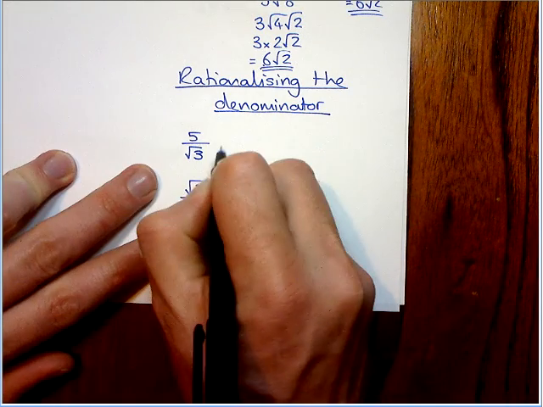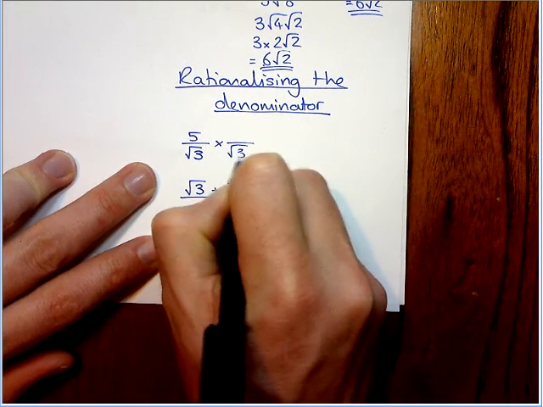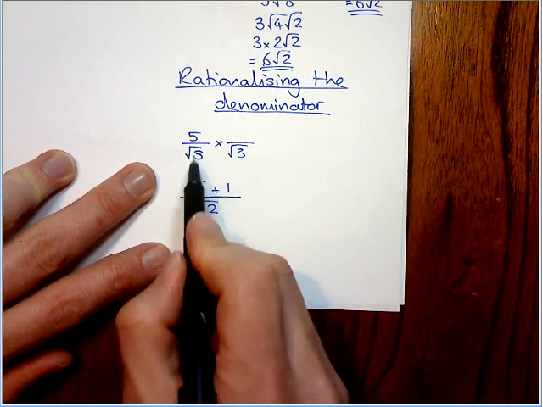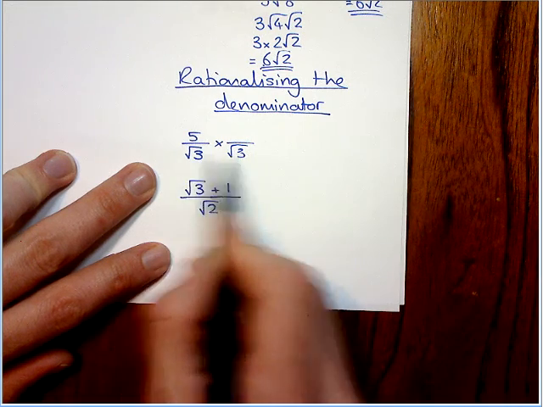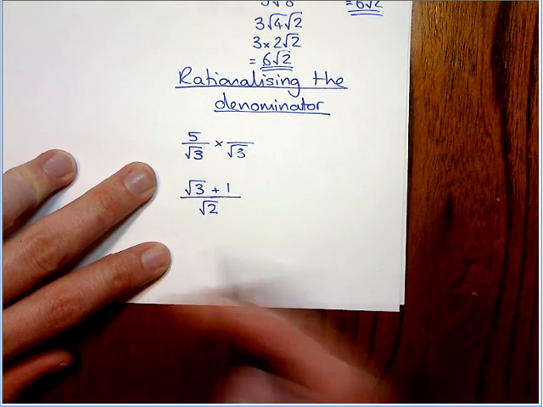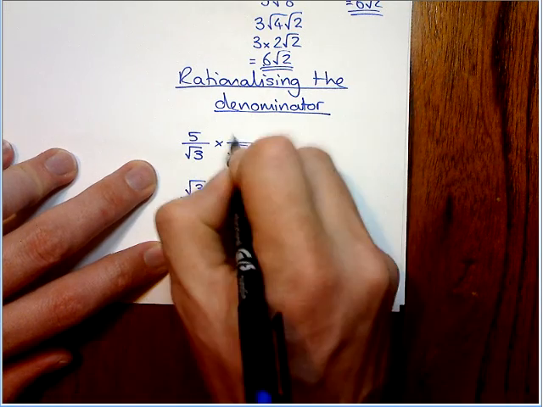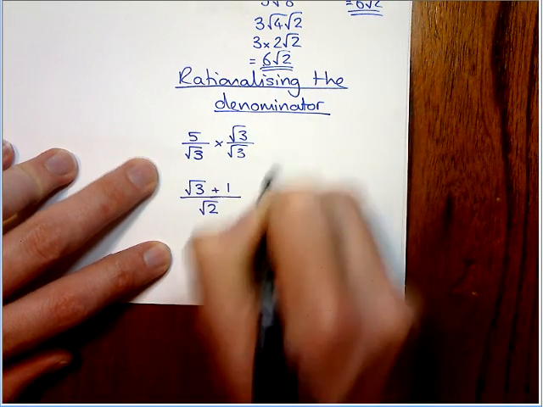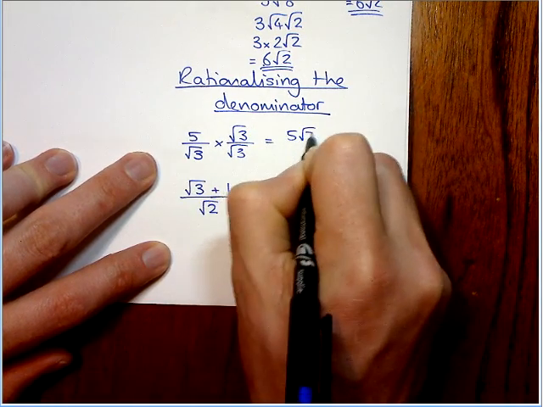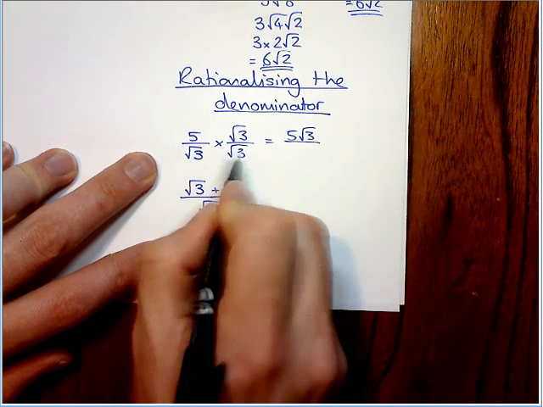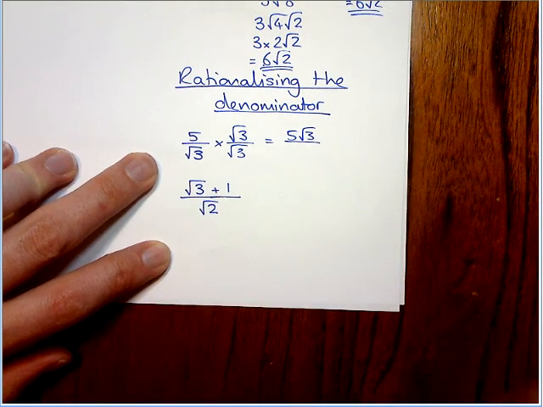I've therefore got to times this by root 3. So I'm always timesing by the surd. Now if I do this, I'm going to change the whole fraction, and I don't want to do that. I want to make it not have a surd on the bottom. So I have to do the same to top and bottom, leaving me with 5 root 3's, root 3 times root 3, which is root 9, or simply just 3.